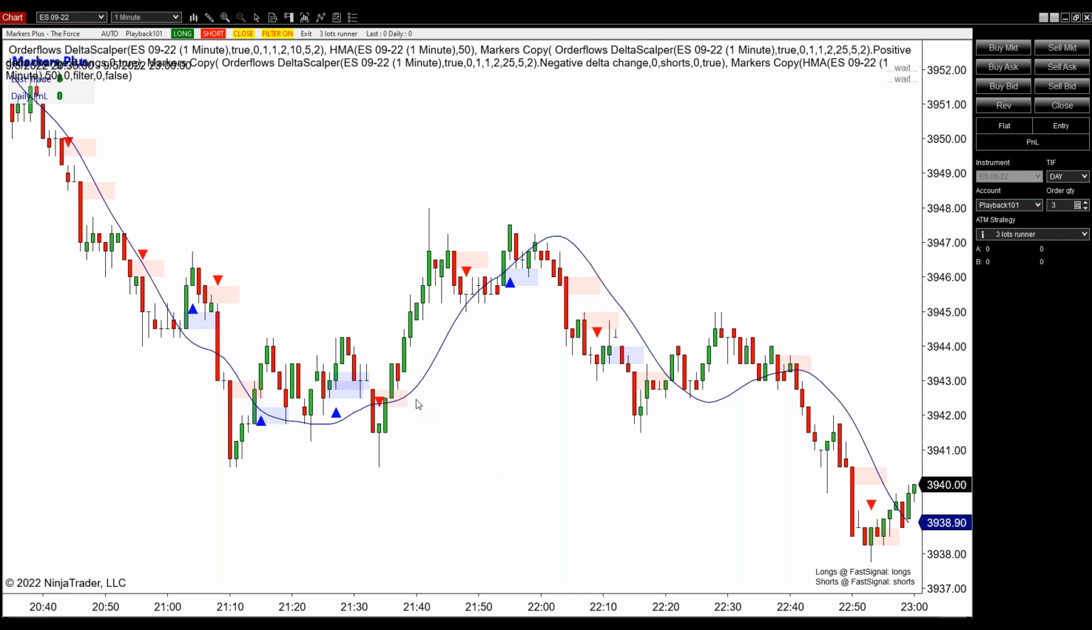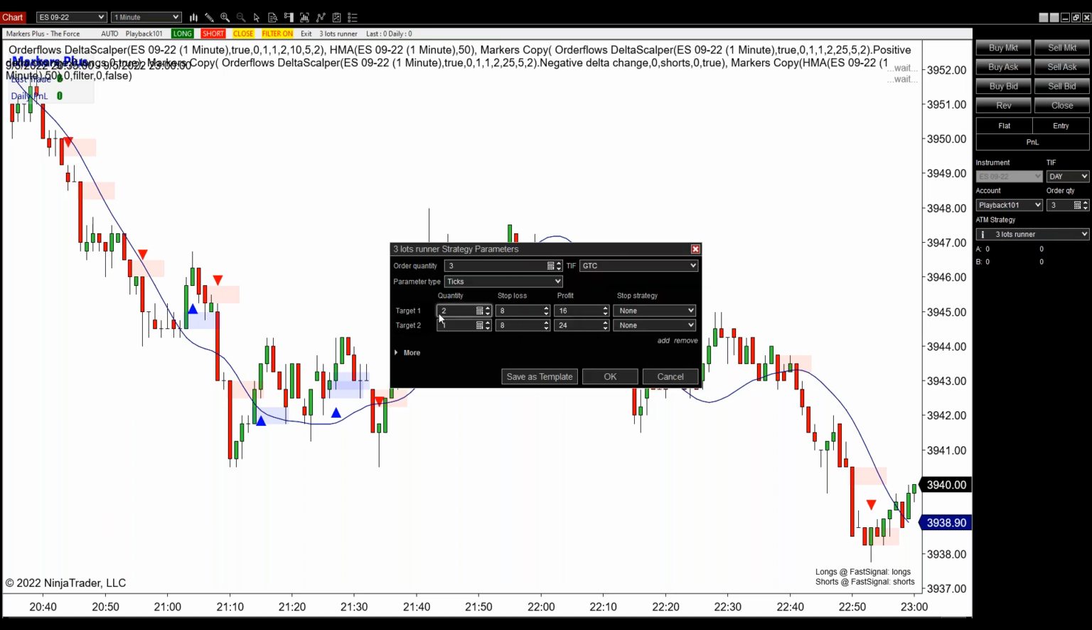Now, some of the important things to remember when you're first starting out using markers, it gives you a chance to play around with your different ATMs that you want to use for the market that you're trading. So for example, I have this one. This is a 3-lot, because this is S&P. The first target is 16 ticks, stop loss at 8, and that's for 2 contracts. The second target is a little bit more of a runner. Stop loss is still the same. The target, though, this time is 24. And so it's 2 and 1.